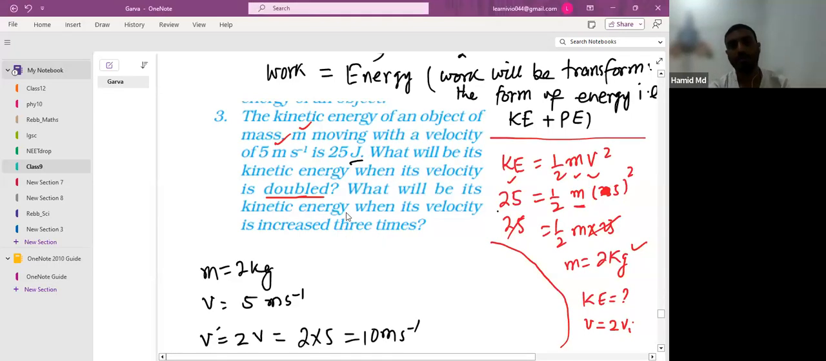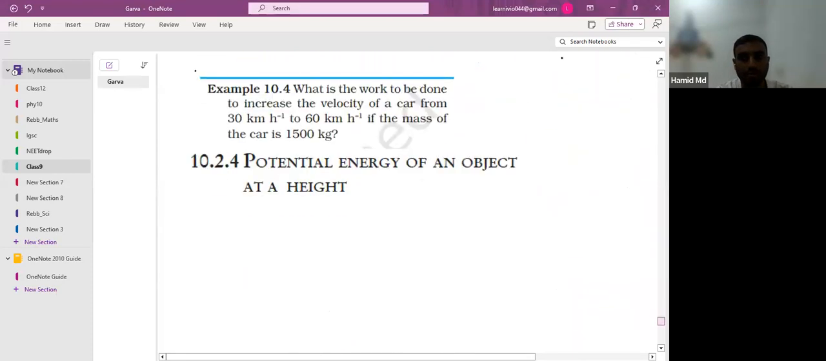See, this time the velocity is increased to 3 times, so it will be 3 times V. 3 times V means 3 into 5, so it will be 15. The kinetic energy will be half of mv square. So it will be how much? 15 square. And 15 square, you all know.